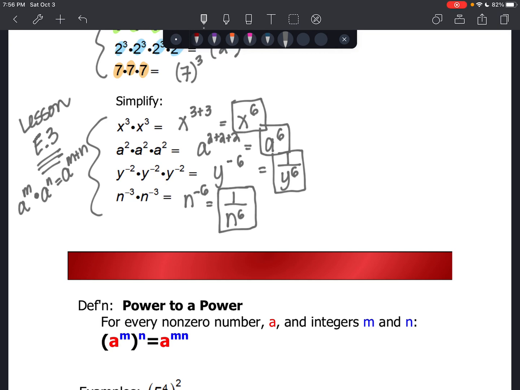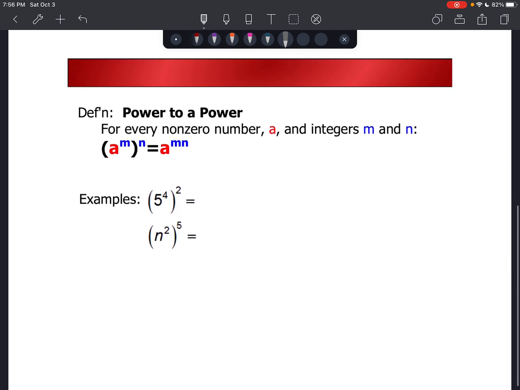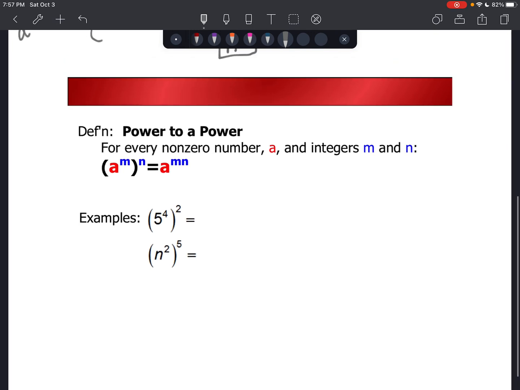So that's a nice little warm-up. Make sure we've got it from the last lesson. Now let's talk about a new rule. Our new rule is a power to a power rule. So when I have a power to a power, I have a base raised to a power, and then that is raised to another power. That is equal to the base of a raised to the m times n. So we're going to multiply the exponent. A power to a power, you multiply.